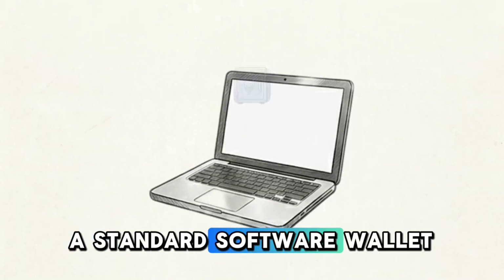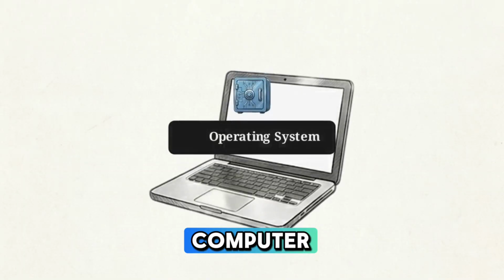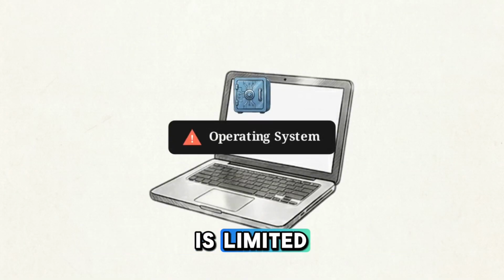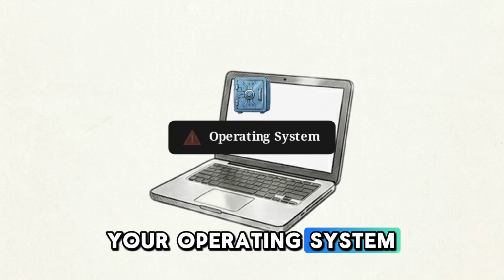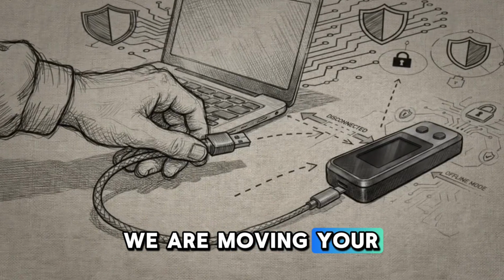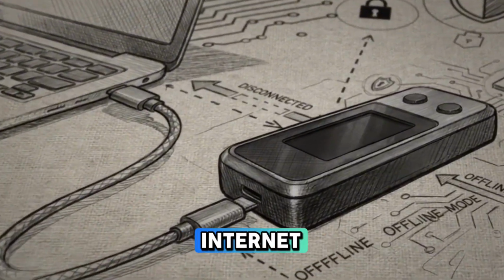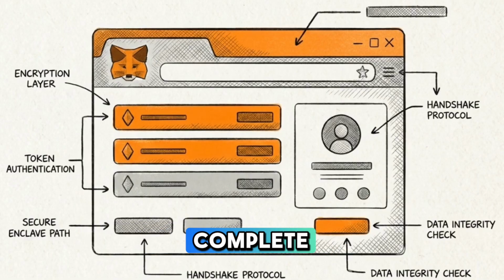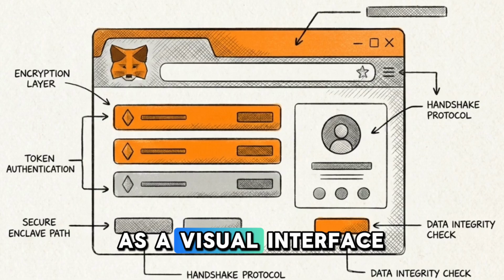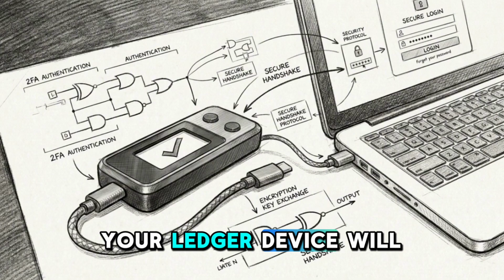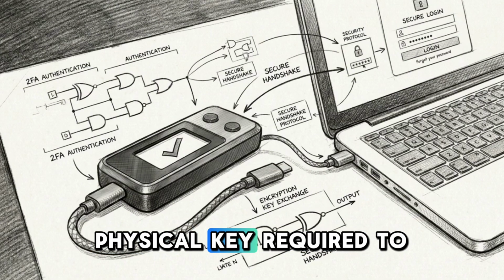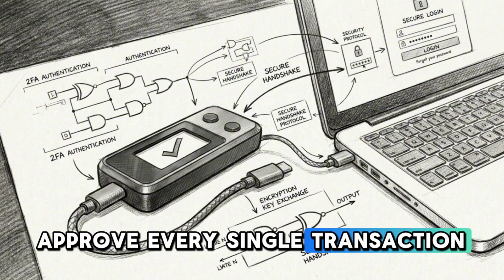A standard software wallet lives entirely on your computer, which means its security is limited by the strength of your operating system. Today, we are moving your private keys onto a dedicated piece of hardware that never touches the internet. Once the setup is complete, MetaMask will serve only as a visual interface. Your ledger device will become the mandatory physical key required to approve every single transaction.